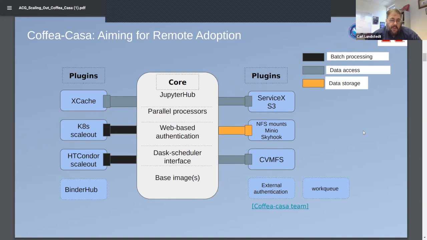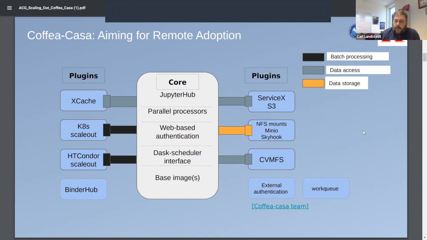The core of Coffea-Casa, the real pieces of it that I think are the heart and soul of the platform, are really the base images, which incorporate all the Pythonic tool sets, the Coffea analysis framework, a Dask scheduler. I think that is part of the core. Web-based authentication is part of the core. Parallel processing is part of the core, and of course JupyterHub is part of the core. Luckily, a lot of that we've inherited from other projects.